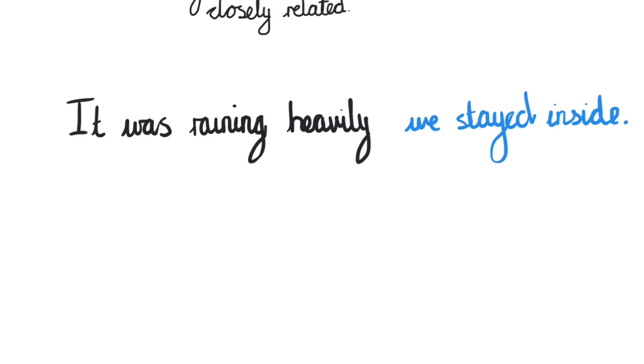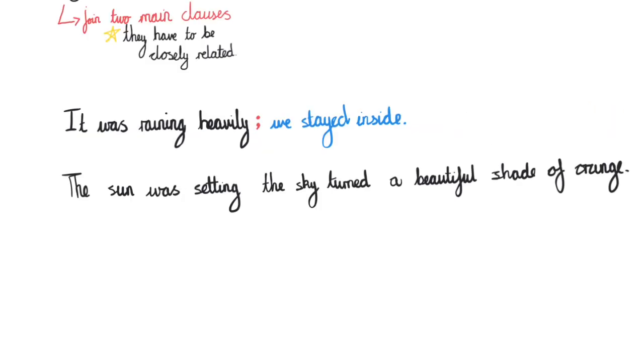Now, both of these are complete sentences, and I have to use something. So I need to use either a piece of punctuation or I'd need to use some kind of conjunction to link these two separate ideas together. Now, because they are closely linked, I'm talking about the fact that it was raining heavily, and because of that, we stayed inside. So I could use a conjunction like and or but this time I'm going to use a semicolon. And I'm going to put it in between my two main clauses.